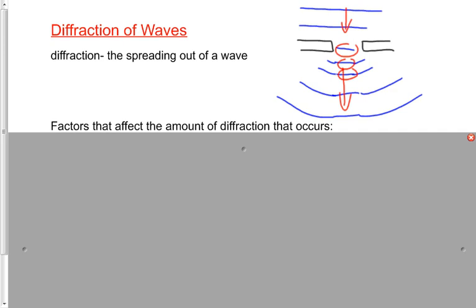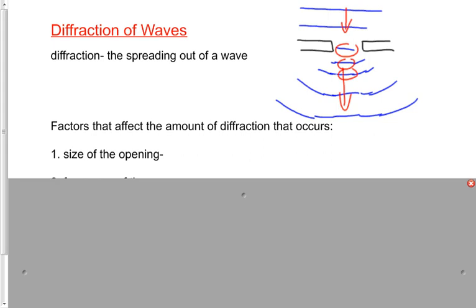Now, the amount of diffraction, in other words, the amount of spreading out, sometimes we call it the angle of spread, right? That's a little bit of diffraction, a little bit of spreading out, a small angle of spread, versus this. A lot of diffraction, a lot of spreading out, a lot of angle of spread. The amount of diffraction, whether it's just a little bit, like we showed on the first diagram, or a lot, like we show right here, depends upon a couple of things. How much it spreads out depends upon the size of the opening.